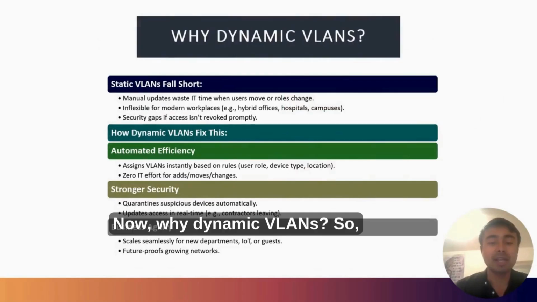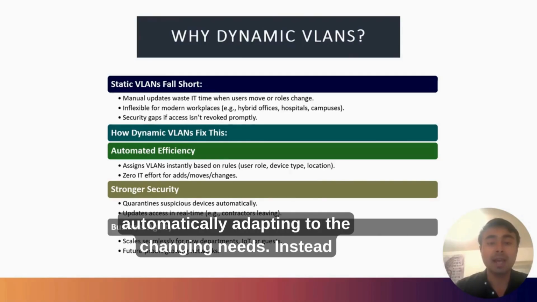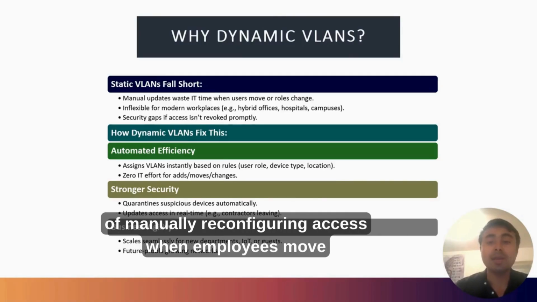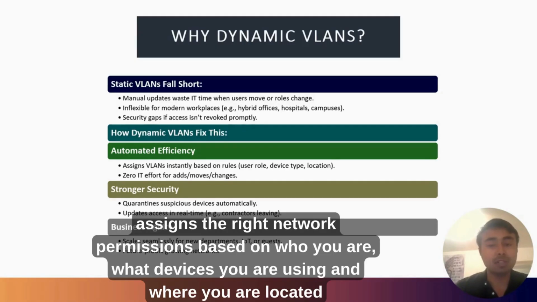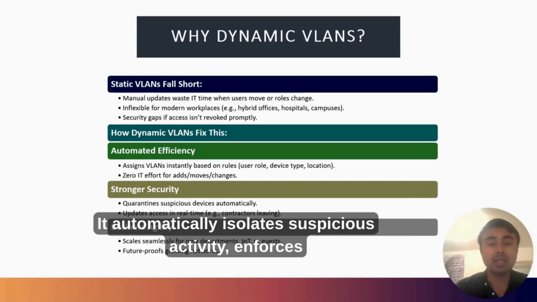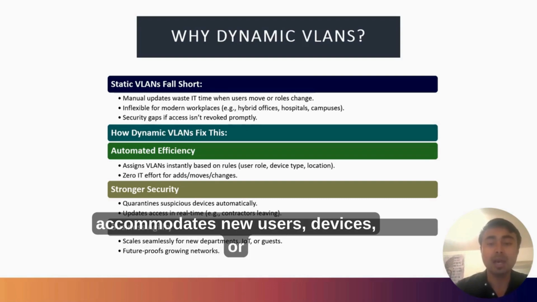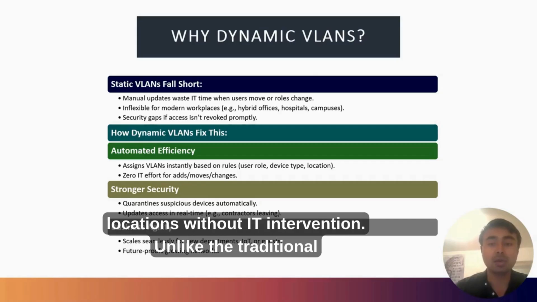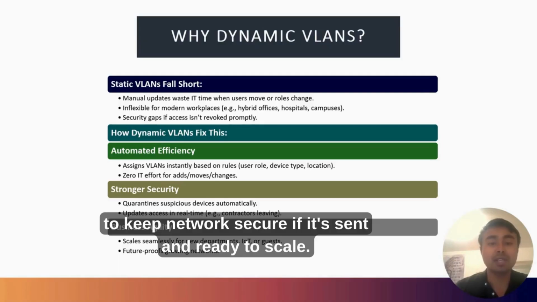Now, why dynamic VLANs? So dynamic VLANs solve the limitation of the static networks by automatically adapting to the changing needs. Instead of manually reconfiguring access when employees move or devices connect, the system instantly assigns the right network permissions based on who you are, what devices you are using, and where you are located. It automatically isolates suspicious activity, enforces security policies in real time, and seamlessly accommodates new users, devices, or locations without IT intervention. Unlike the traditional networks, dynamic VLANs continuously self-adjust to keep the network secure, efficient, and ready to scale.